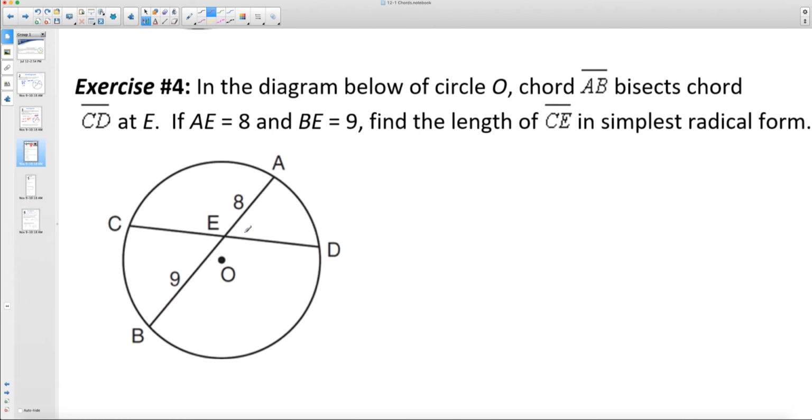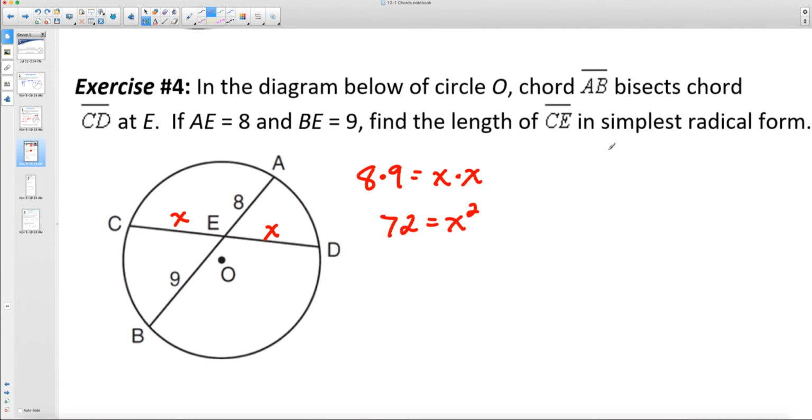They say AB bisects chord CD. Think about what a bisector does, back from very early in the year. A bisector splits something into two congruent segments. So if CE is x, then DE also has to be x. Okay, let's use our rule. 8 times 9 equals x times x.